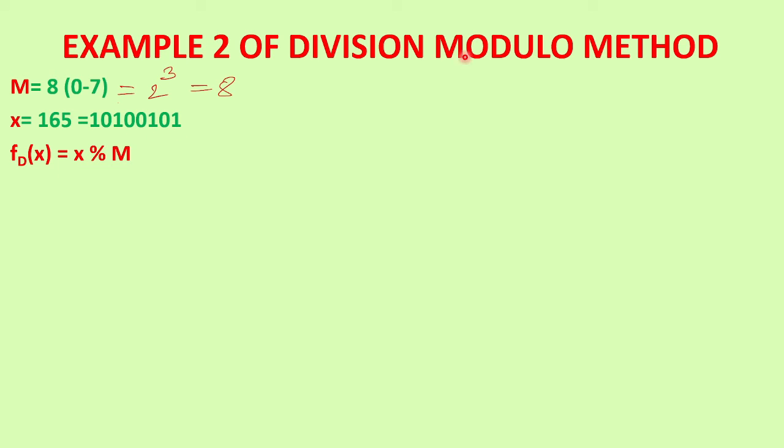Now we use the division modulo method, that is, the hash function x modulo m. Here x is 165 modulo 8. What is 165 modulo 8? If you solve this, you will get the answer 5, the remainder of 165 divided by 8. And 5 in binary is 101, which are the last 3 significant bits of the binary number of 165.